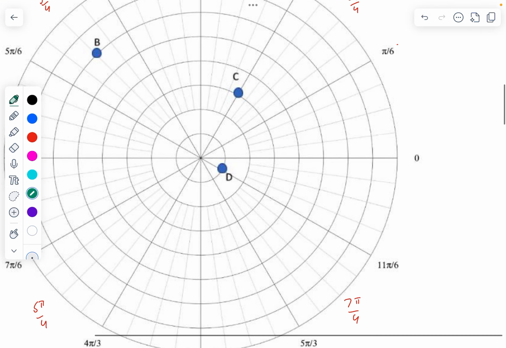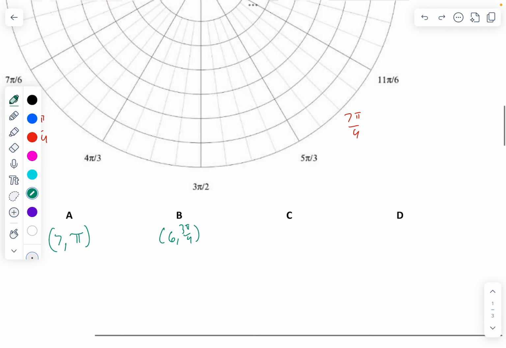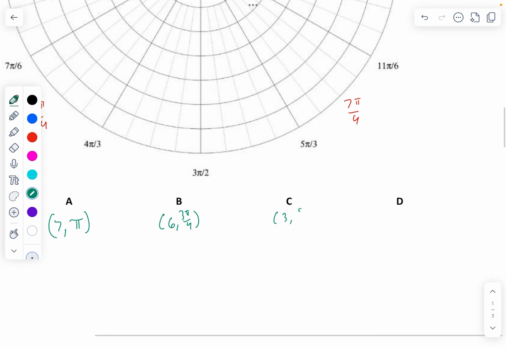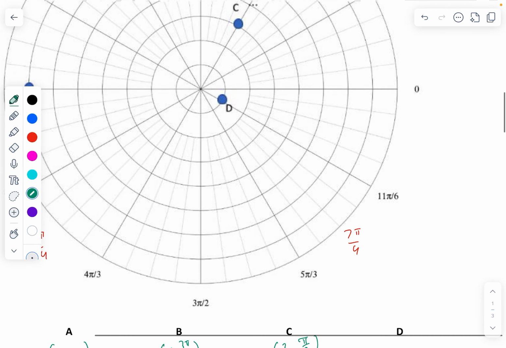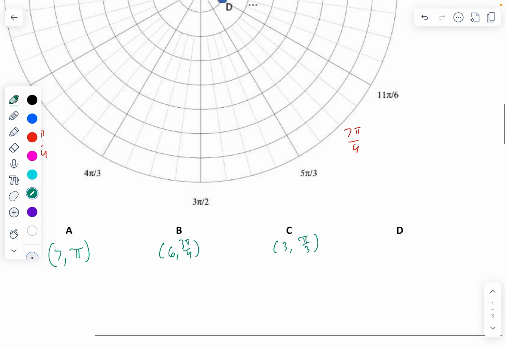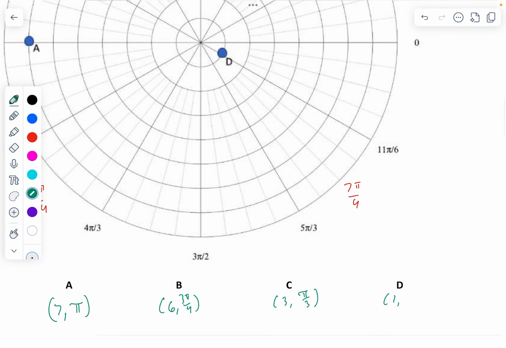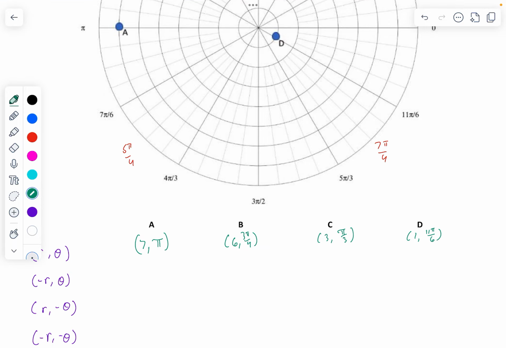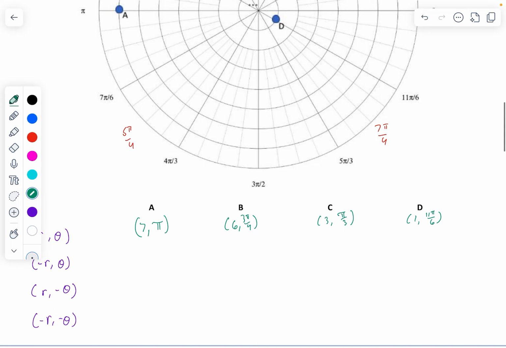Let's look at C. All right, for C we have a distance of 1, 2, 3. So 3 from the origin, and we're headed towards the angle pi over 3. And now to do D, we are 1 away from the origin, so the radius is 1, and our angle measure is closer to 11 pi over 6, so we'll go ahead and say 11 pi over 6. Now, that's how to do it when we want to write out our coordinate, and R is positive and theta is positive.